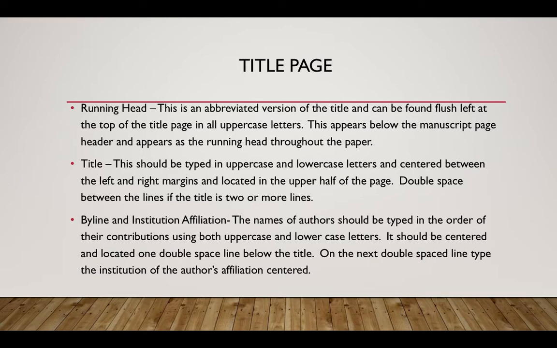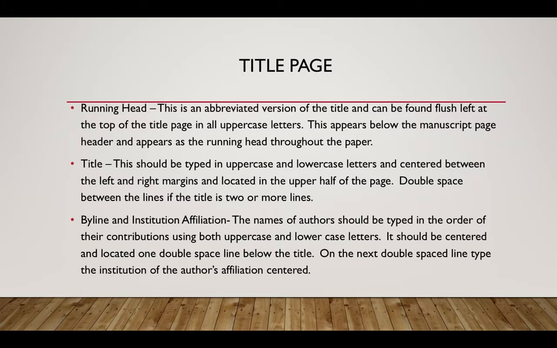To begin with, in APA format, you have a title page. Now, on the title page, you begin with a running head. This is an abbreviated version of the title and can be found flush left at the top of the title page in all uppercase letters. This appears below the manuscript page header and appears as the running head throughout the paper. This will appear on every page of your report.